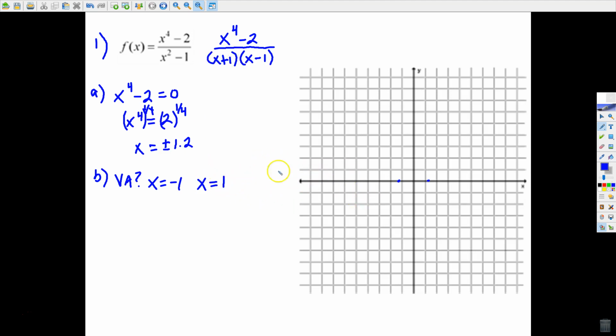So I'm going to draw two vertical lines. Here is the line for the equation x equals +1.